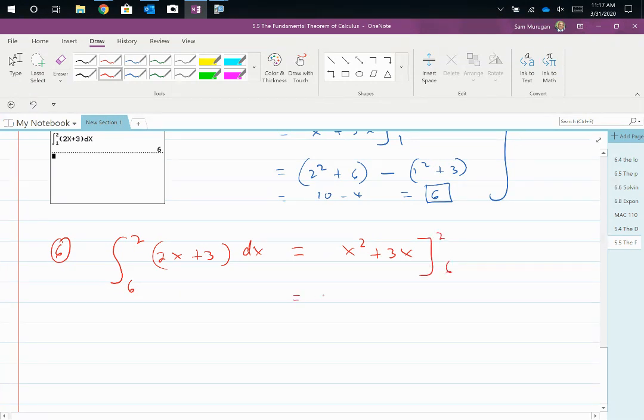In other words, we're substituting 2 first. So that's 4 plus 6 minus 36 plus 18, which is 10 minus 54, or 44 negative.